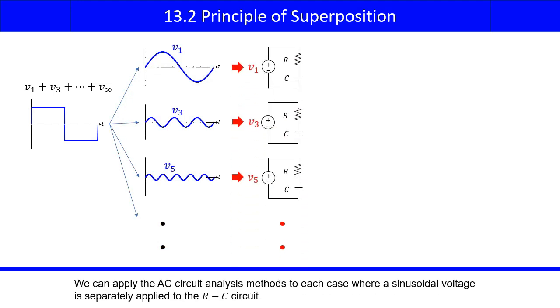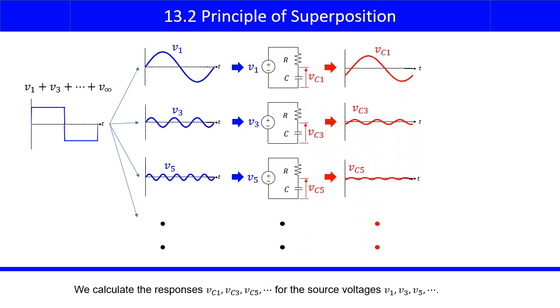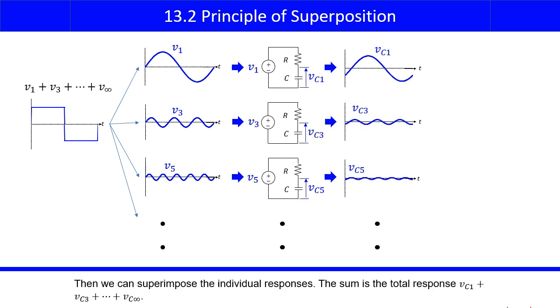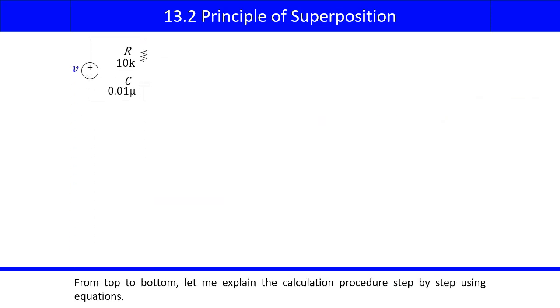We can apply the AC circuit analysis methods to each case where a sinusoidal voltage is separately applied to the RC circuit. We calculate the responses Vc1, Vc3, Vc5, for the source voltages V1, V3, V5. Then we can superimpose the individual responses. The sum is the total response Vc1 plus Vc3 plus Vc infinity. From top to bottom, let me explain the calculation procedure step by step using equations.